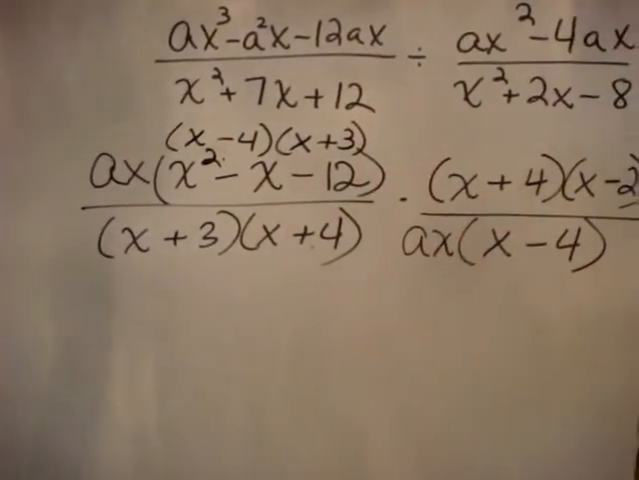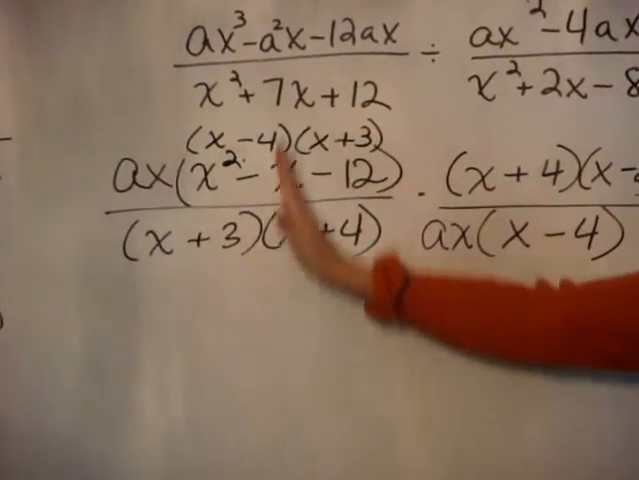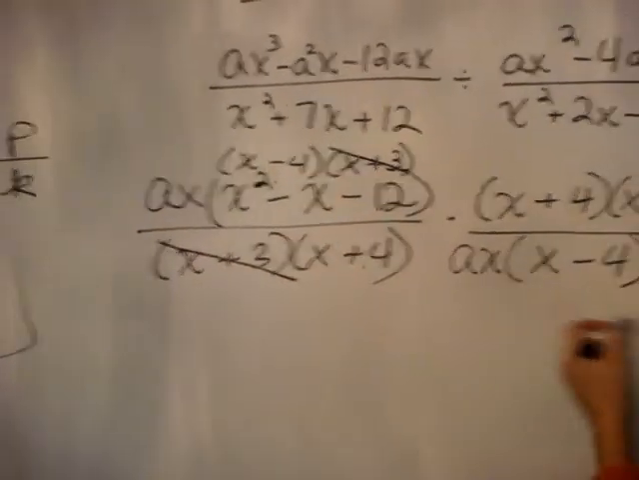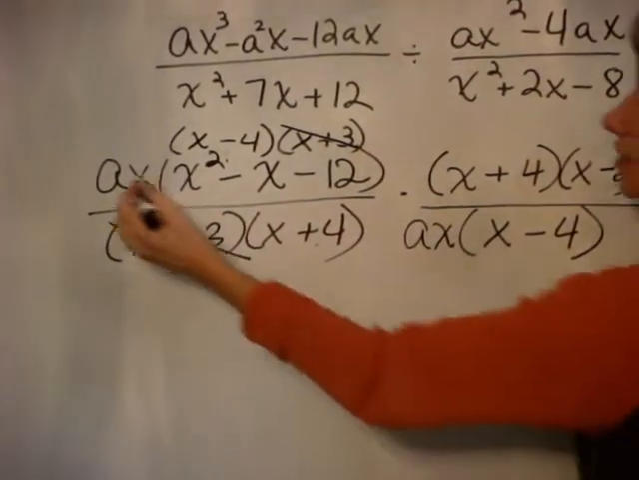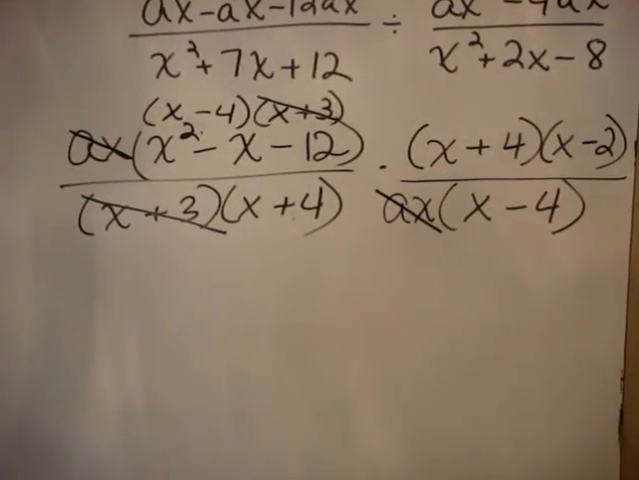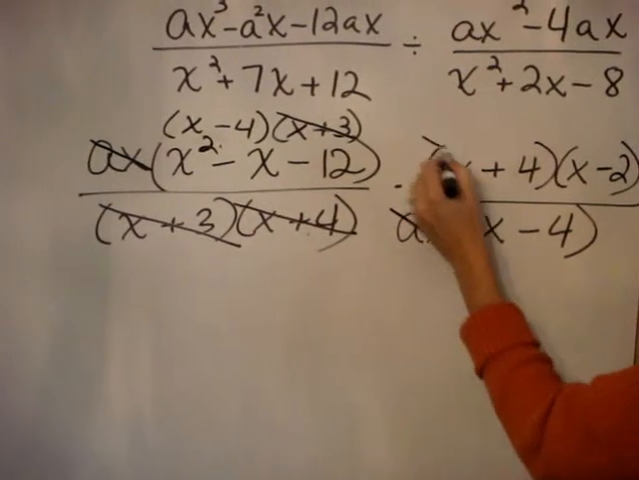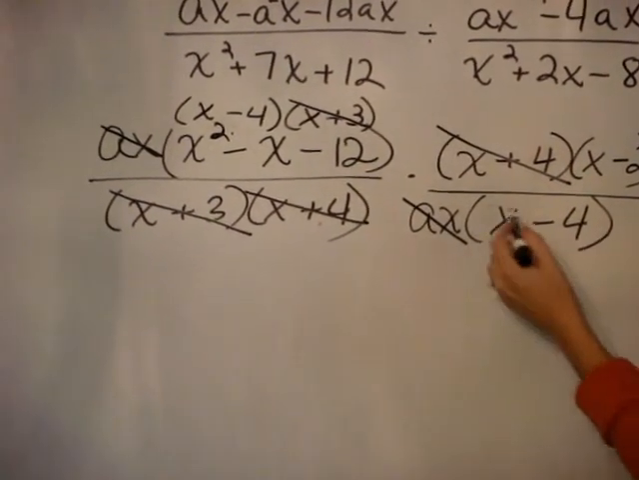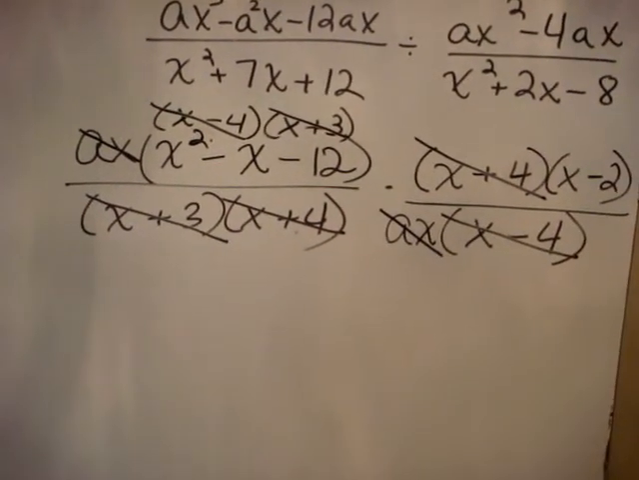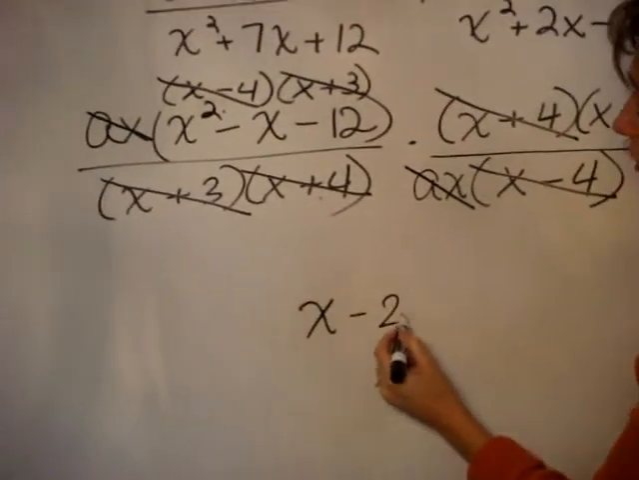Now after everything's all factored, we can see if there's anything we can cross out. We can cross out over top of each other, if there's anything like this x plus 3 and this x plus 3. And we can cross out diagonally. So this ax and this ax can be crossed out. Does anyone see anything else that can be crossed out? There's one more thing. We can cross out the x plus 4s. And we can cross out the x minus 4s. That's what I call a fun problem. So what we have left is simply x minus 2.